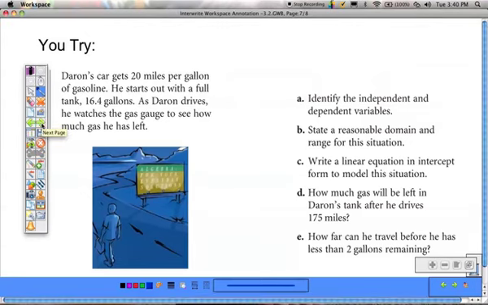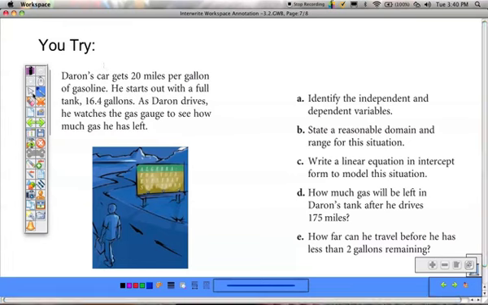Okay, let's talk about domain and range with a word problem. So let's say we have Darren, his car gets 20 miles per gallon of gas. He starts out with a full tank, 16.4 gallons. As Darren drives, he watches the gas gauge to see how much gas he has left. All right, first step, identify the independent and dependent variable. So you're thinking, what depends on what?